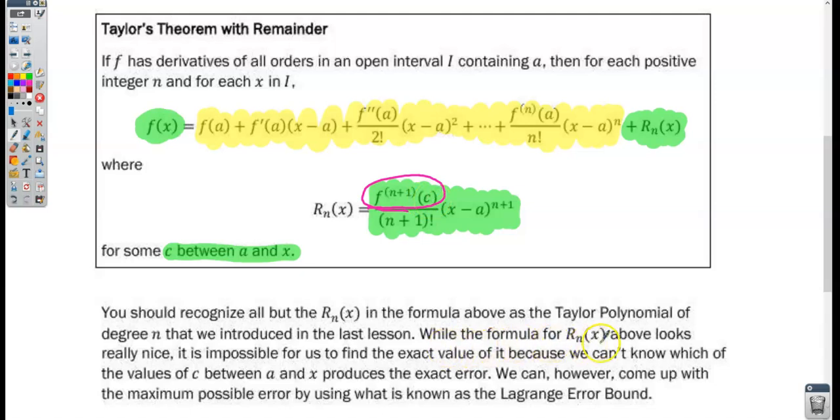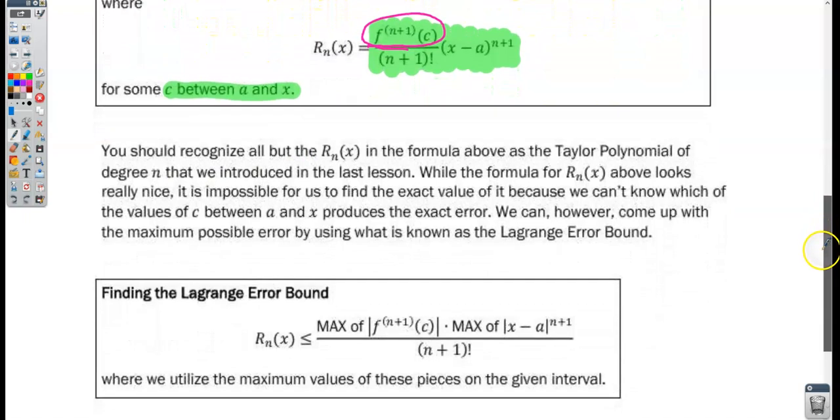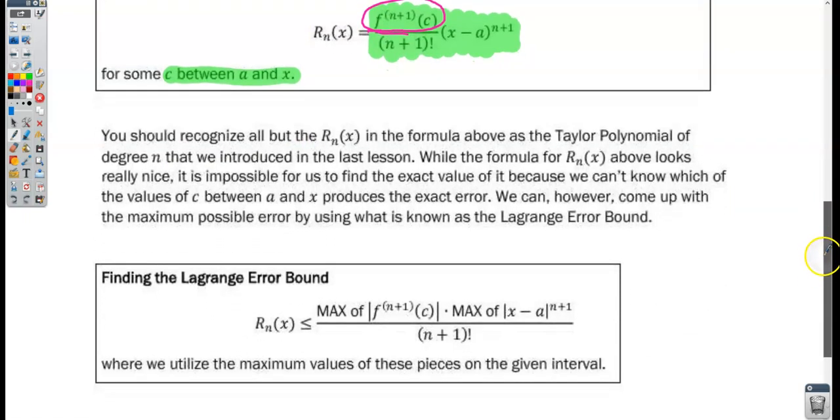This formula for the remainder looks really nice, but it's impossible for us to find the exact value of it because we just don't know which c produces the actual remainder. What we can do, though, is come up with the maximum possible error, because we can find the maximum possible value that this could have. Then the remainder needs to be less than or equal to that value, which means we've put a cap on the error by using this remainder. How are we going to find our cap? Well, we're going to use what's known as the Lagrange Error Bound.